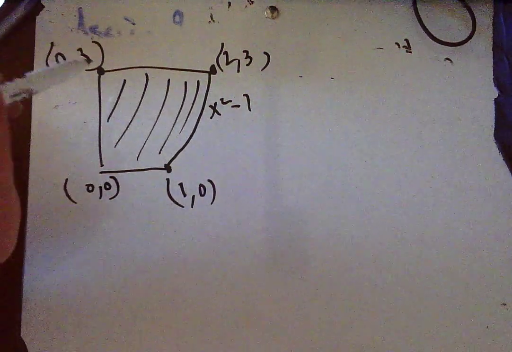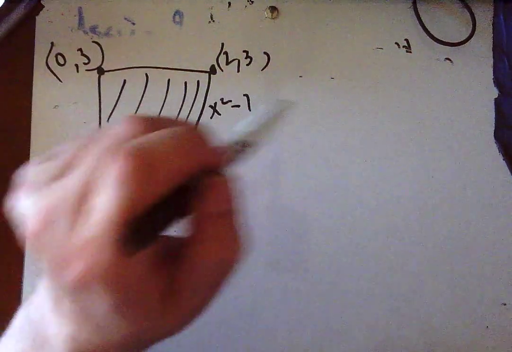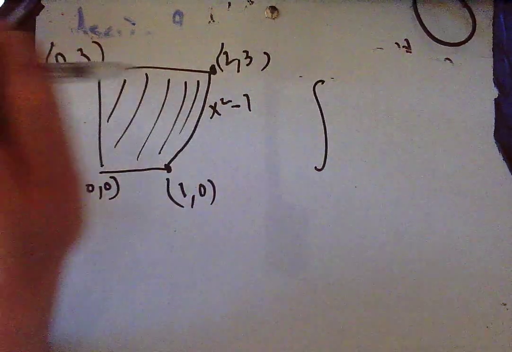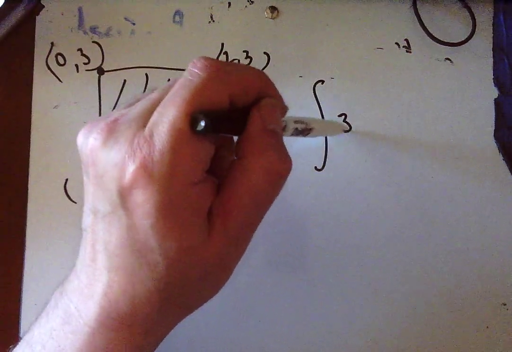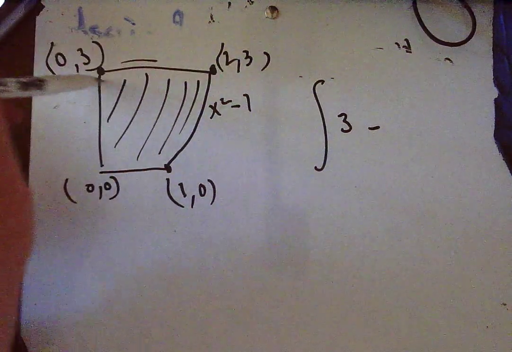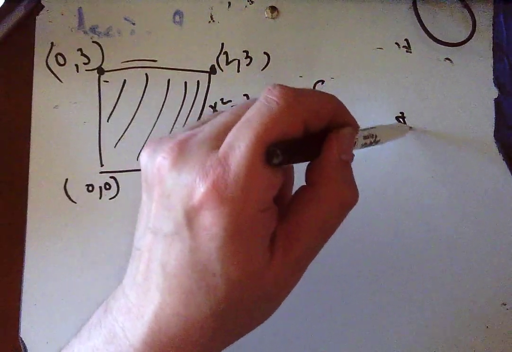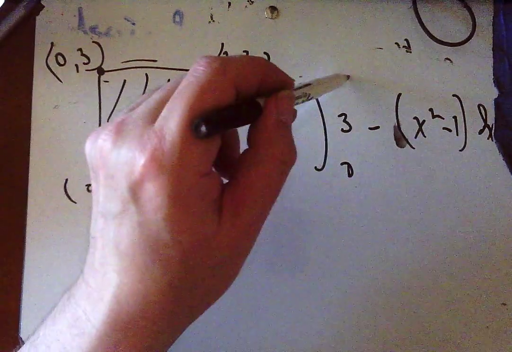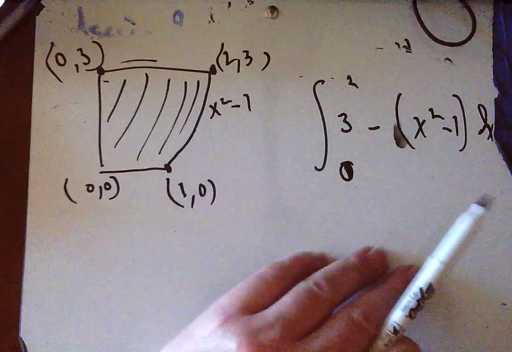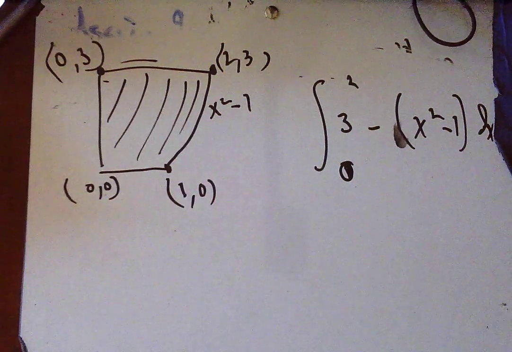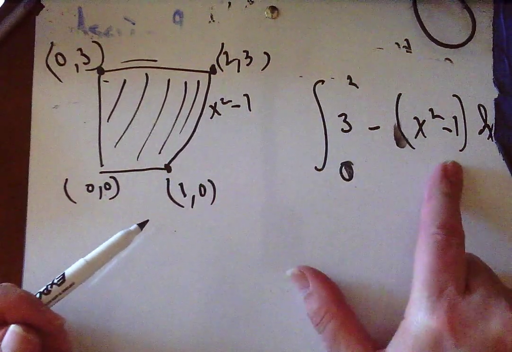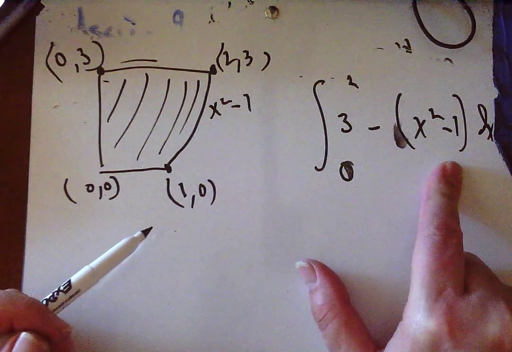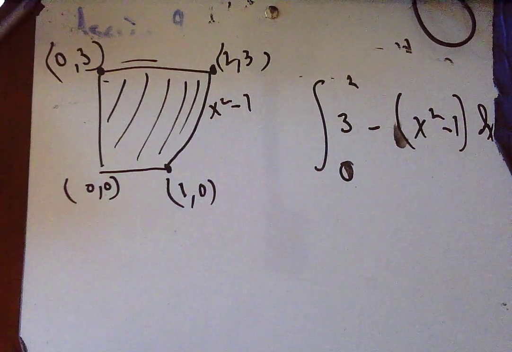Well, what happens is a lot of students do this. They do y equals 3. That's the top, minus x squared minus 1 dx, and they go from 0 to 2. And then I have to mark it wrong. How come? Isn't that top minus bottom? Well, yes and no. And mostly no here.